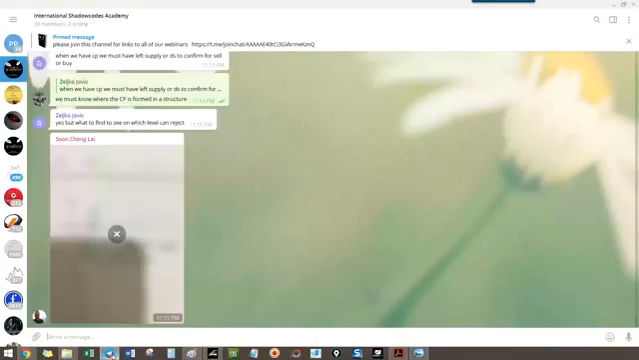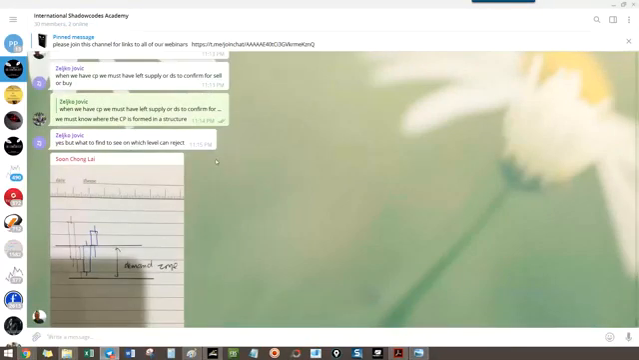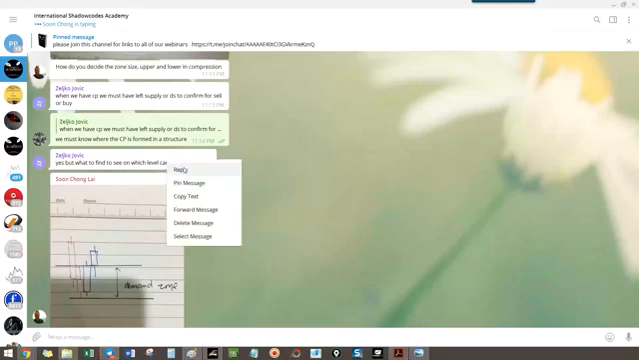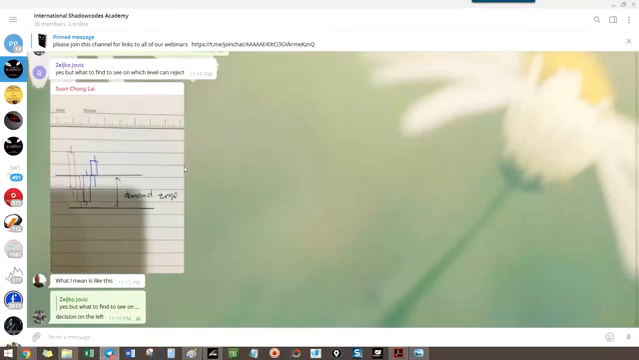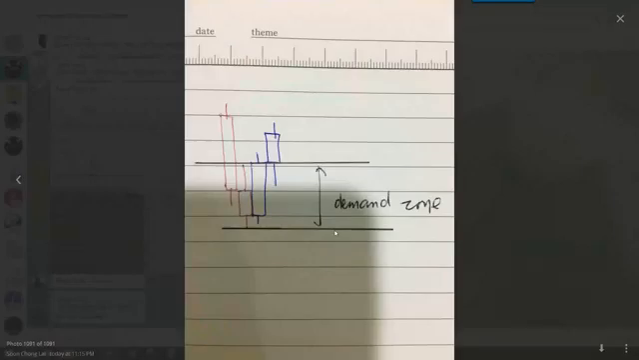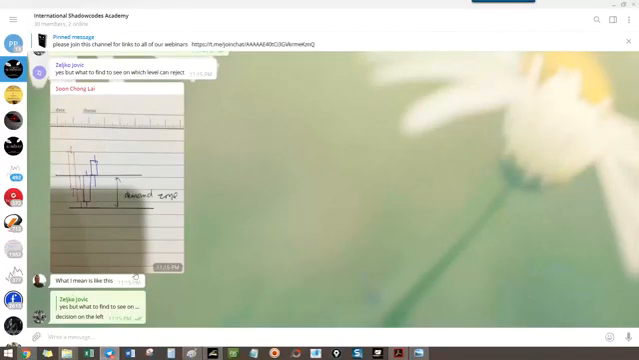Question, yes, but what to find to see on which level can reject? Decision on the left. Demand zone. What I mean is like this.